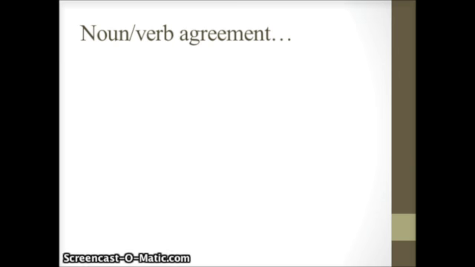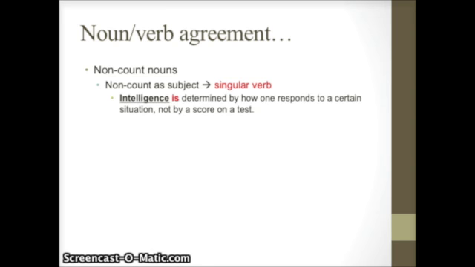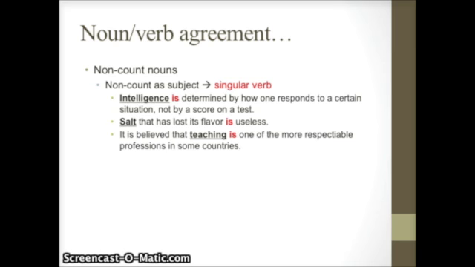When using non-count or uncountable things as the subject, you need to use a singular form of the verb. Here are some examples. Intelligence is determined by how one responds to a certain situation, not by a score on a test. Salt that has lost its flavor is useless. It is believed that teaching is one of the more respectable professions in some countries. Notice that all of these take the singular verb form.